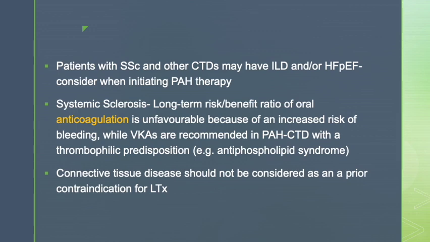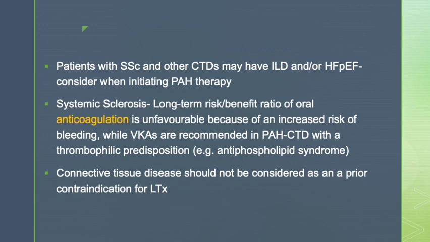Also, in systemic sclerosis, there is a very high risk of bleeding in certain populations like thrombophilias, antiphospholipid syndrome, and patients who can have a risk of diffuse alveolar hemorrhage. So in these patients, if you decide on anticoagulation, you have to be very careful. The long-term risk benefit ratio is important in these patients because there is a risk of bleeding. We can give vitamin K antagonists in PH-CTD with thrombophilias, but anticoagulation is otherwise unfavorable.